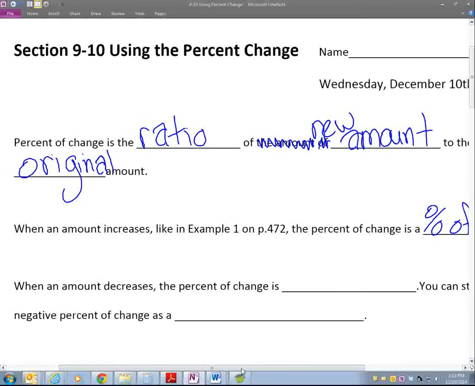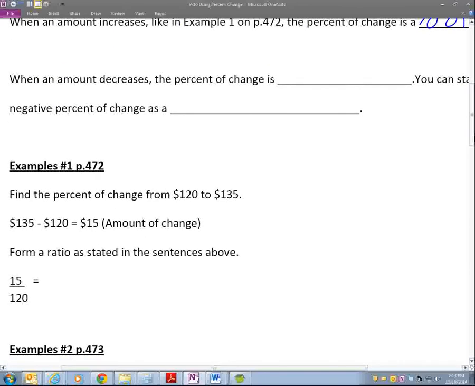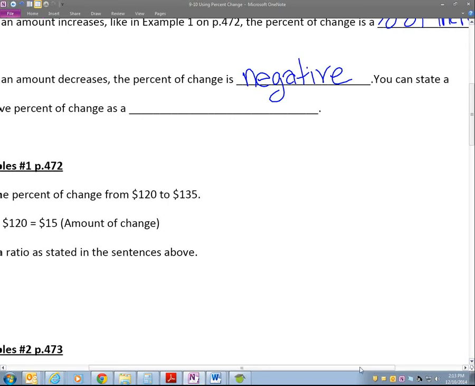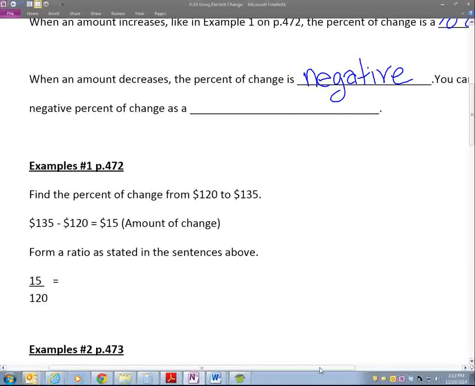Now, however, when an amount decreases, the change or the percent of change is negative. That's a huge point for this one. So whenever it decreases, it's negative. As the amount decreases, the percent of change is negative. You can state negative percent of a change as a percent of, what do you think it's going to be? What did we write a little bit above it? Yeah, percent of decrease.